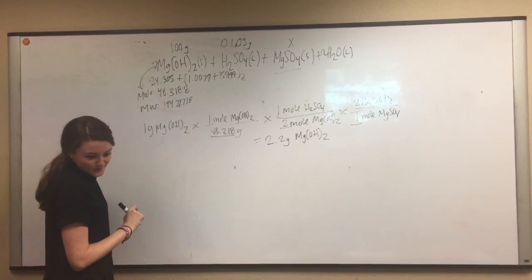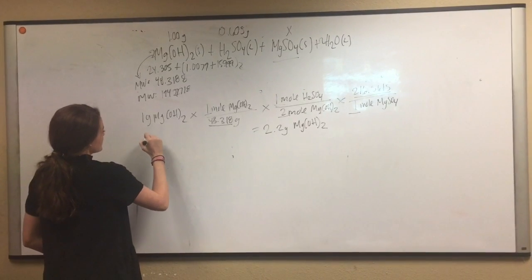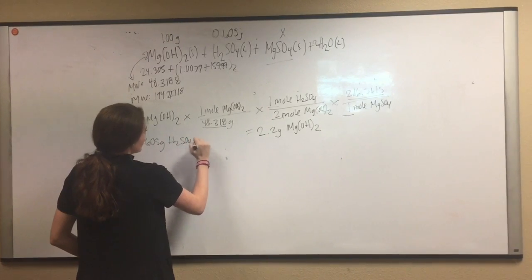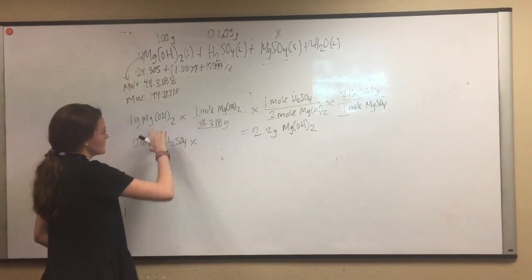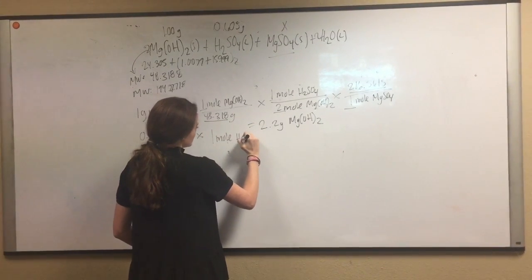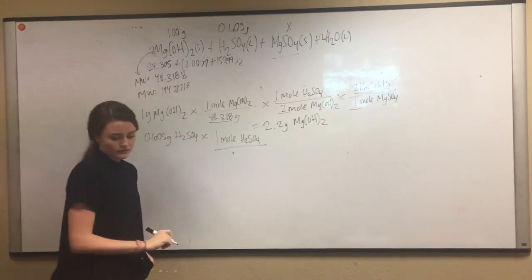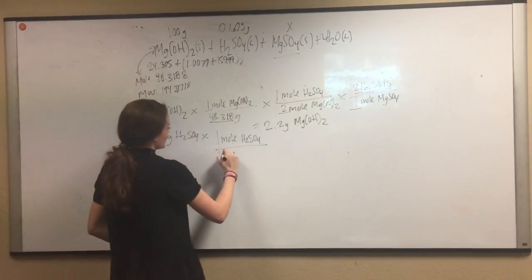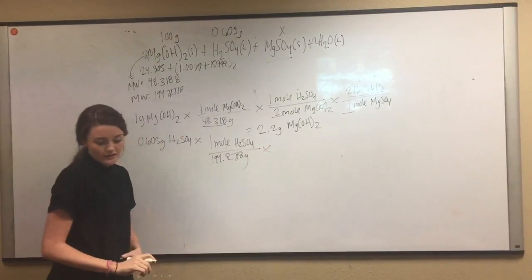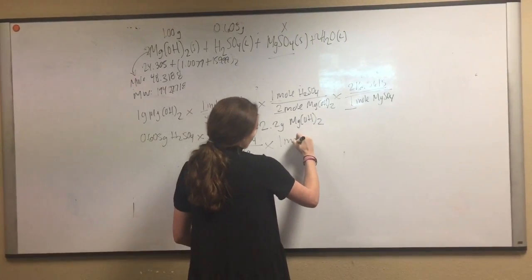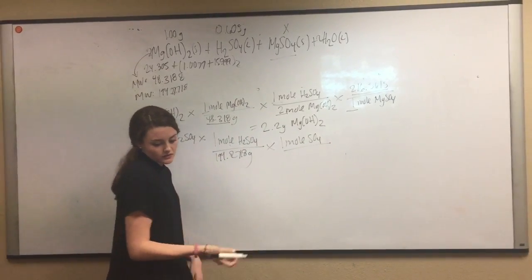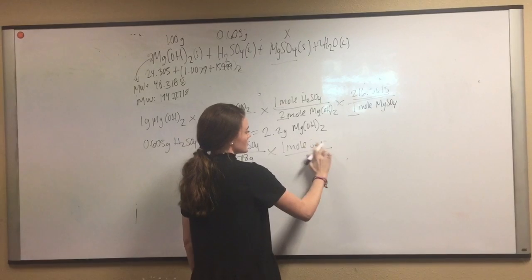So we have 0.605 grams of H2SO4, and we gotta break it down just like we did with our magnesium up here. So 1 mole of H2SO4 over this number right here, 194.2718 grams. Multiply that by 1 mole of SO4, which is equivalent to, I messed up right here.